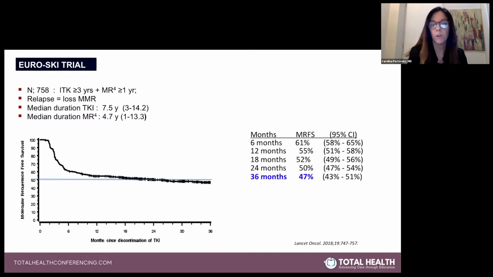And as you can see in the curve, at 36 months, the molecular recurrence-free survival was 47%. So this curve is very similar to the rest of the clinical trials that have been published, and also to our region, where the first relapses are during the first 6 months, and then the patients achieve, as you can see, a plateau between 40% or 50%.